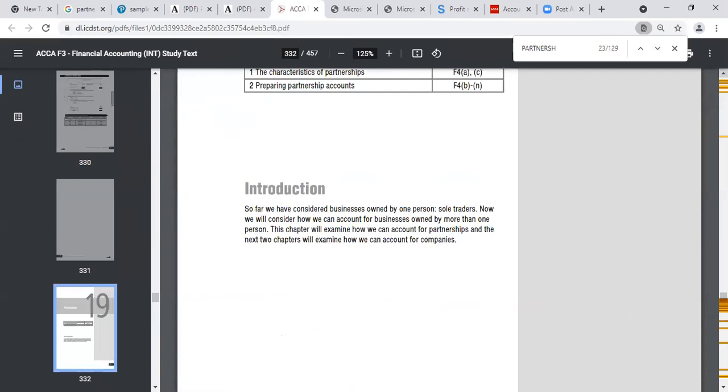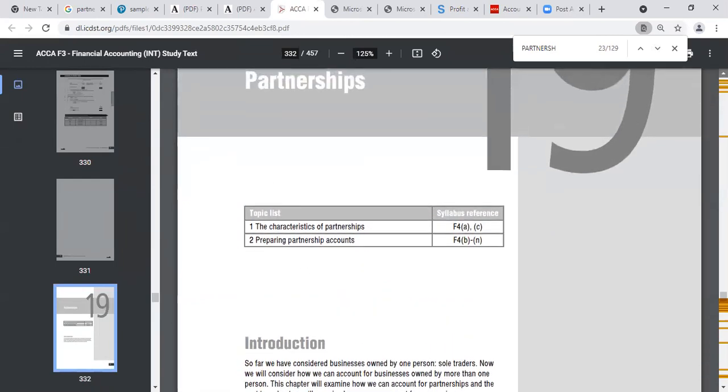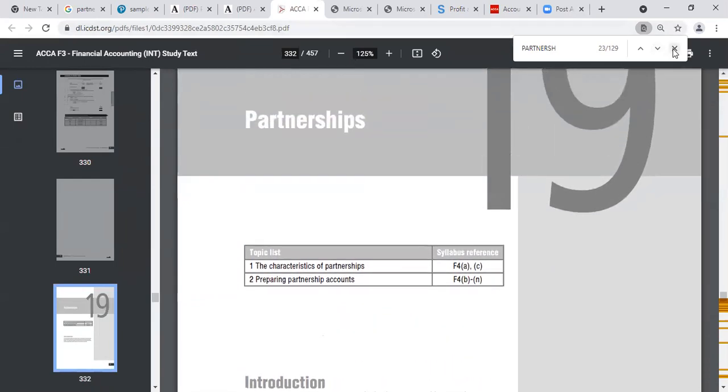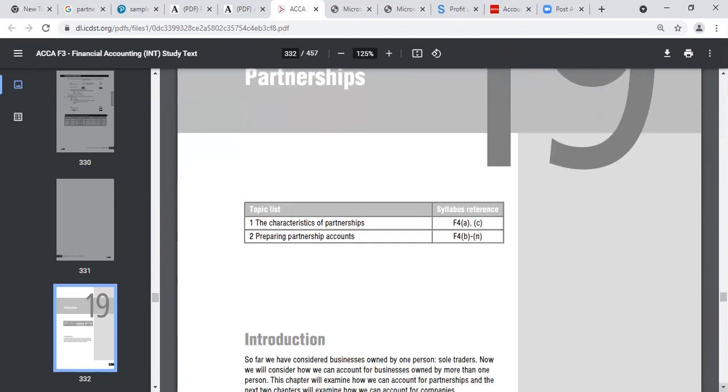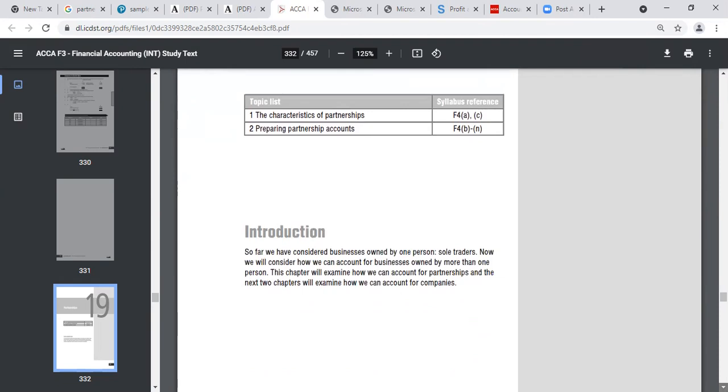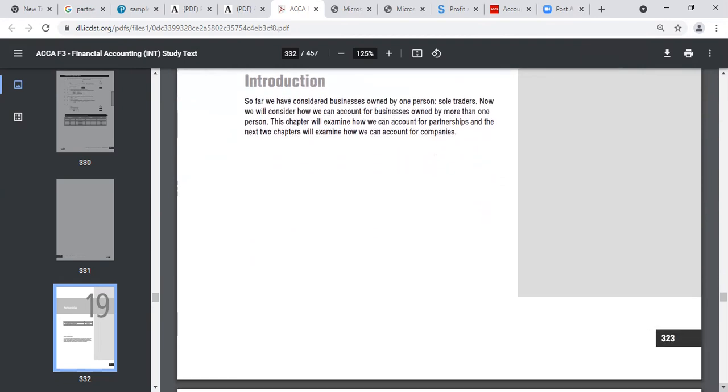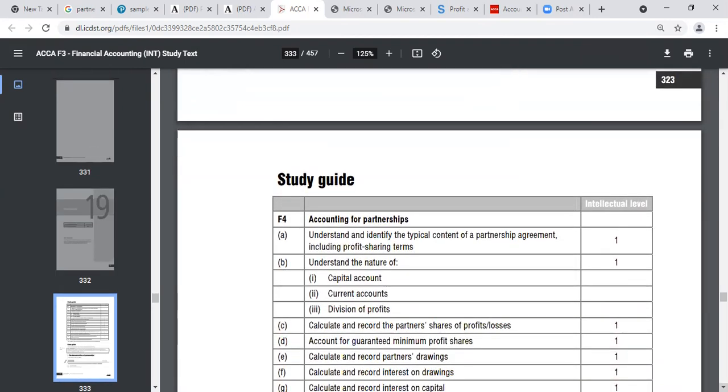So today, like I said, we want to study more about partnerships. For you to understand, a partnership is a form of business operation where we see two or more people coming together to form a partnership and run a business.